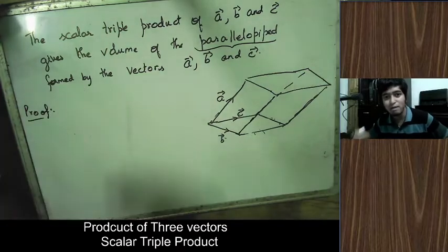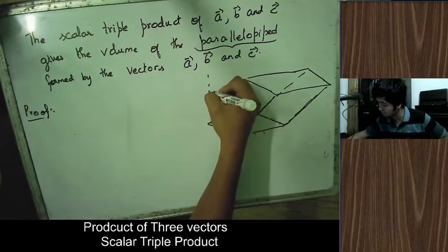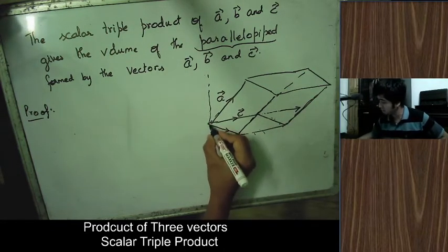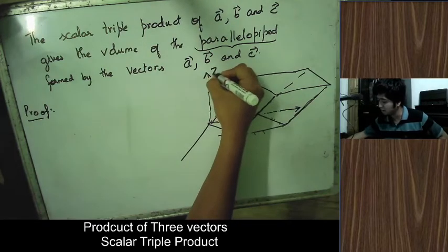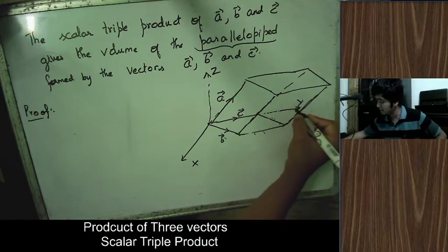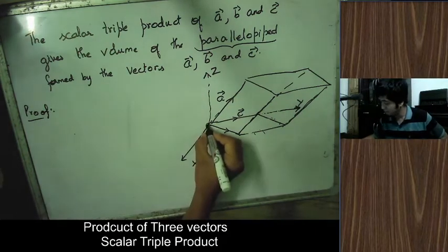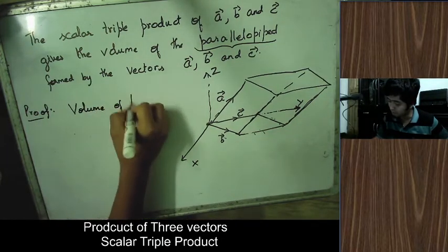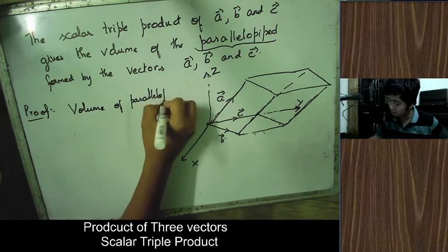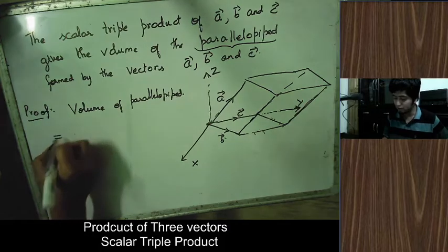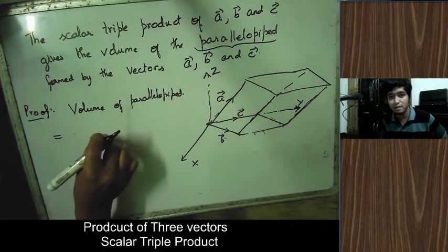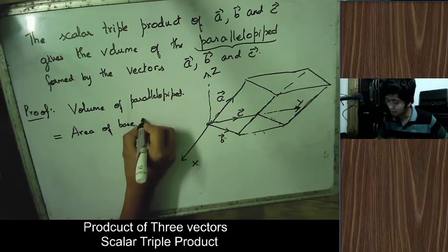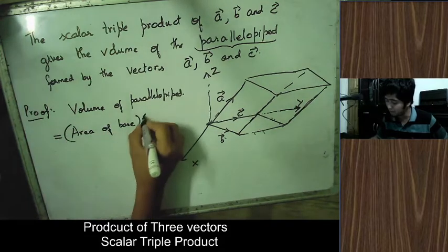Now I will find the volume of this object. Let's make it in 3D, with X, Y, and Z directions. So now let us find the volume of the parallelepiped. It is equal to the area of the base times the height.